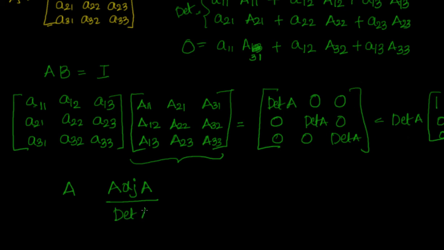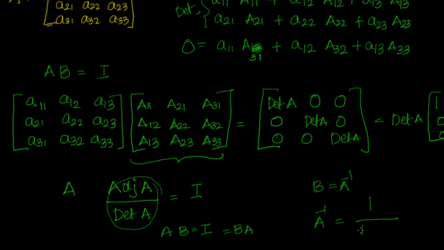So can I say A times adjoint A by determinant of A is nothing but equal to I. So is this of the form AB equal to I? Similarly, you can prove BA equal to I. Then we know that B is nothing but equal to A inverse. But in our case, what is B? B is adjoint A by determinant A. Therefore, A inverse is nothing but 1 by determinant of A multiplied by the adjoint matrix of A.